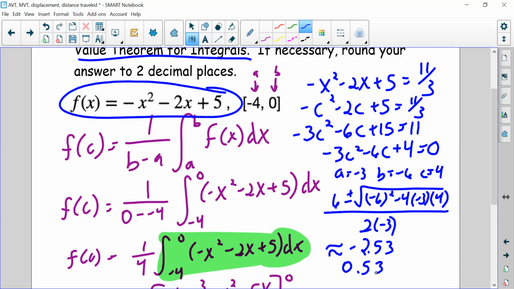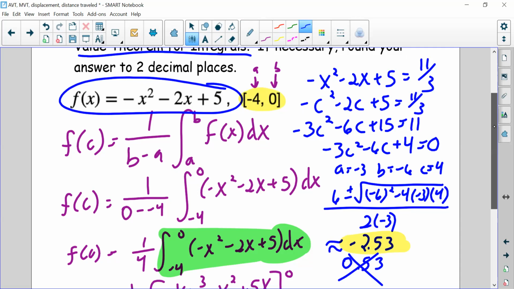Now, next thing you check, I have those answers. But remember, we are dealing with this interval from -4 to 0. So you must check these results and only use the C that falls in that interval. So the C that you use must be in that interval from -4 to 0. So which one falls in that interval? So this one works, because -2.5 is between -4 and 0. This one we throw out, because 0.5 is greater than 0. So it's not in our interval that we're looking at.